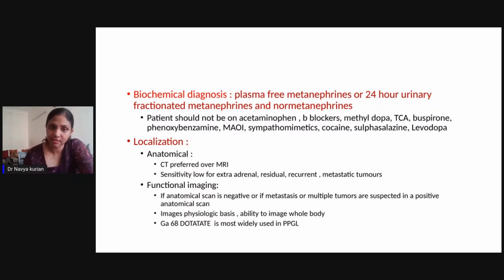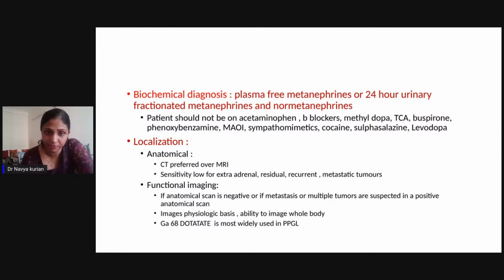So, as discussed in the case scenarios, the biochemical diagnosis is done either using plasma-free metanephrine and normetanephrine, or by using 24-hour urinary fractionated metanephrines and normetanephrines. When plasma-free metanephrine is collected, the patient should be in supine position for at least 30 minutes. And when this collection is done, the patient should not be on paracetamol, beta blockers, methyldopa, tricyclic antidepressants, buspirone, phenoxybenzamine, monoamine oxidase inhibitors, sympathomimetics, cocaine, sulfasalazine, or levodopa.